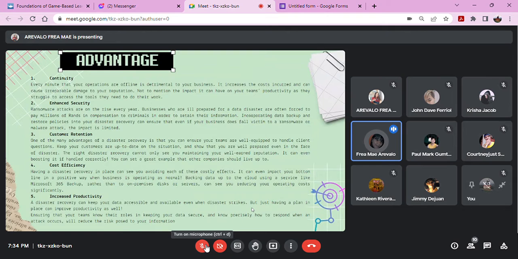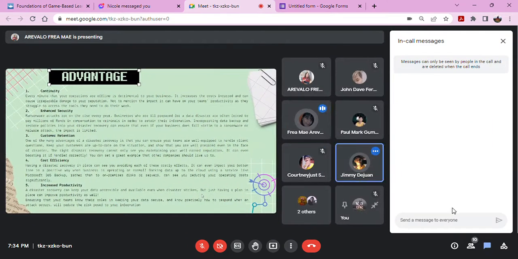Next is advantage of disaster recovery. Number one is continuity. Every minute that your operations are offline is detrimental to your business. It increases the cost incurred and can cause irreparable damage to your reputation. Not to mention the impact it can have on your team's productivity as they struggle to access the tools they need to do their work.